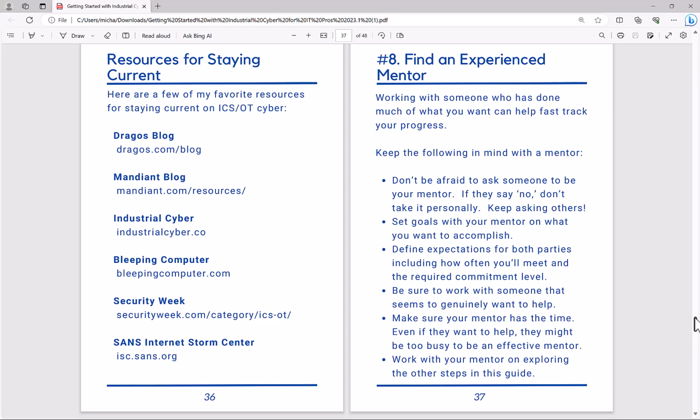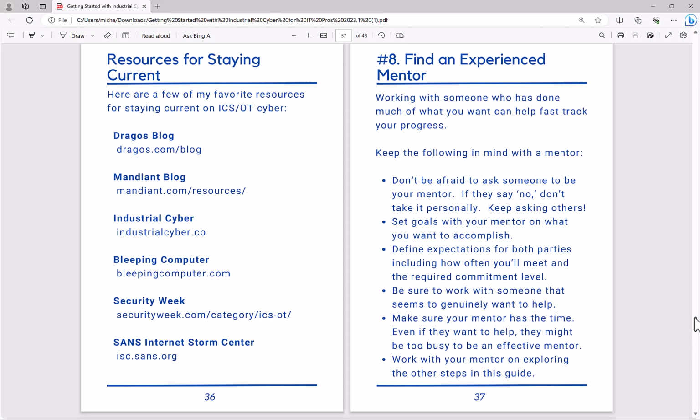So if there's a really high visible OT news story, you'll see it there. SecurityWeek has a specific section related to ICS OT, and then the SANS Internet Storm Center, which is kind of like the Mandiant blog or Bleeping Computer, more IT focused. But if there's something extremely important in the OT world, it'll come out.